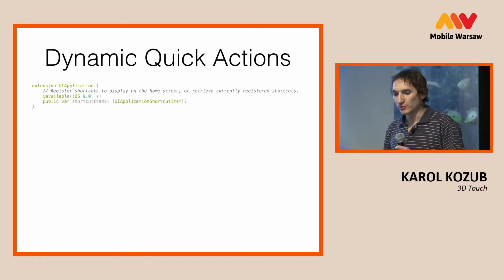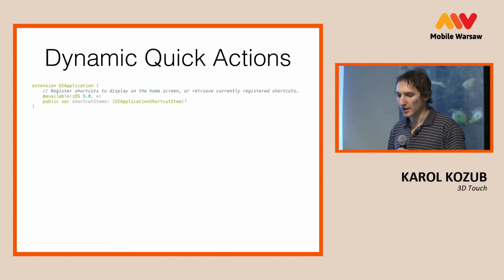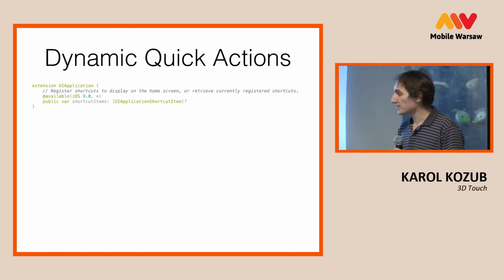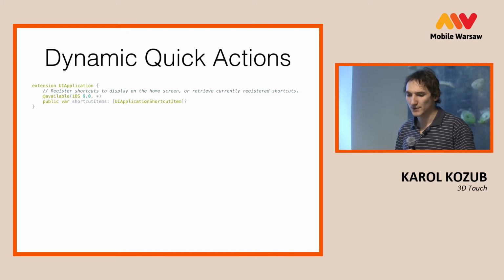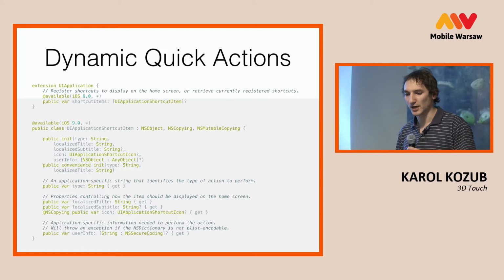We can also create quick actions from code. This allows us to change the items during runtime. To do that, we use the shortcut items property on UIApplication. This is an optional array of UIApplicationShortcutItem objects, and the UIApplicationShortcutItem class looks like this.